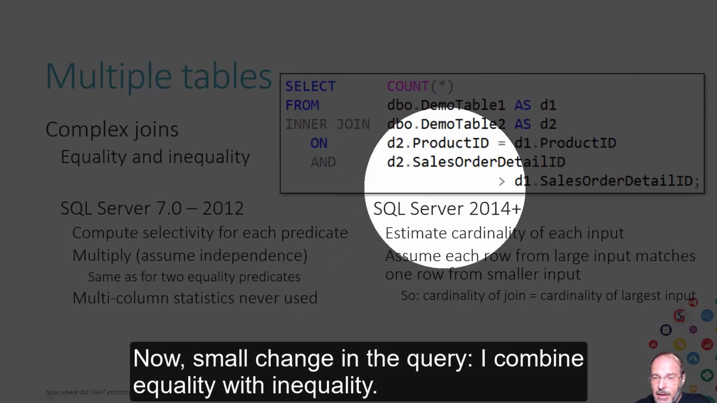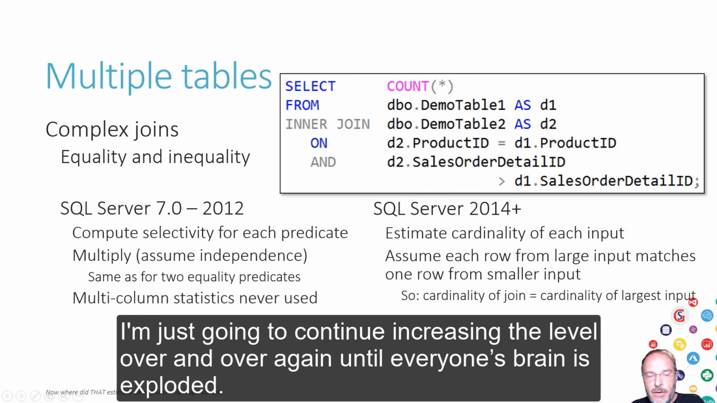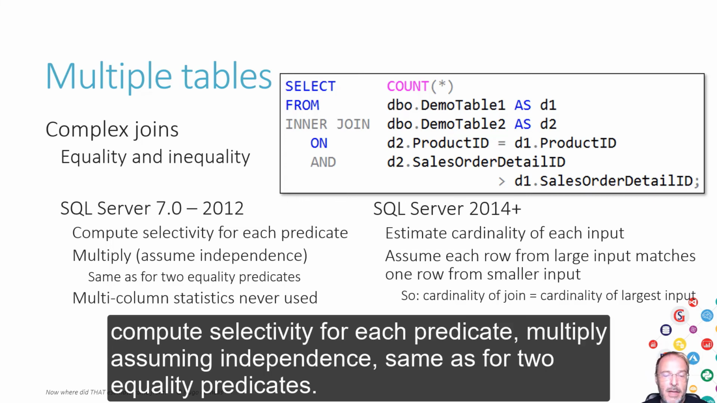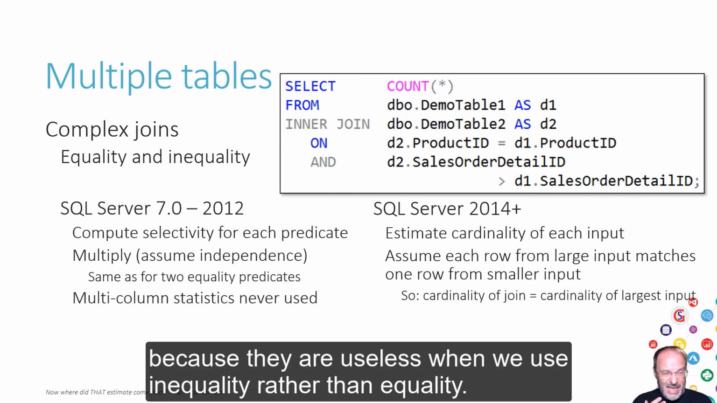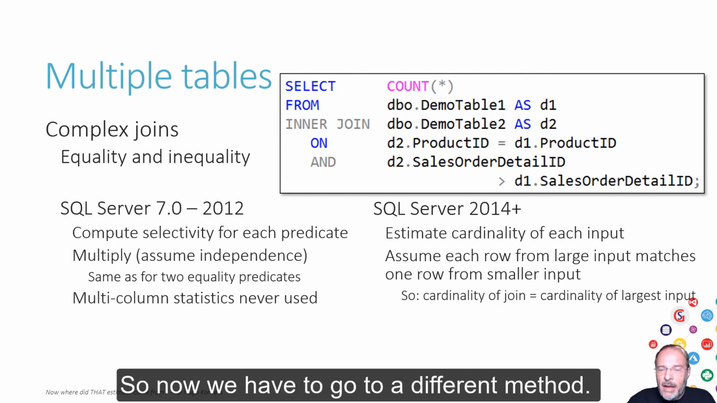Now, small change in the query, I combine equality with inequality. I'm just going to continue increasing the level over and over again until everyone's brain is exploded. I hope you're fine with that. So in the old cardinality estimator, the method is still the same. Compute selectivity for each predicate, multiply assuming independence, same as for two equality predicates. Here the multi-column statistics are not used because they are useless when we use inequality rather than equality. So that's simple. SQL Server 2014 and beyond only used the density graph. That's useless with inequality. So now we have to go to a different method.